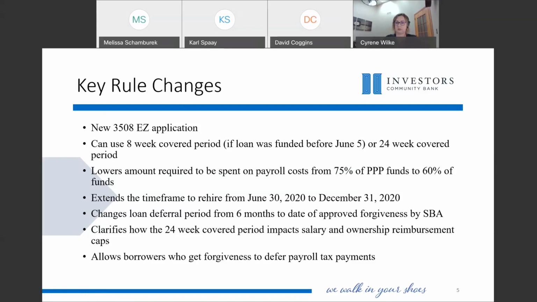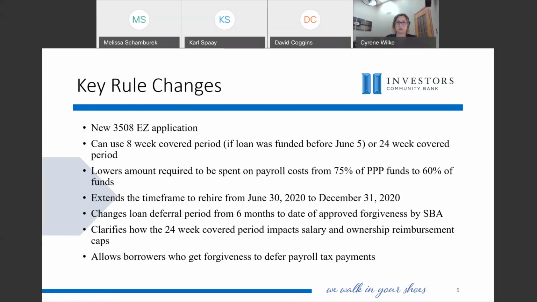There was also a deadline in the initial act of June 30th, by which time you had to rehire any furloughed employees to get your headcount back up to what it was before you had those furloughs. And it changed that date from June 30th to December 31, or the end of your covered period, whichever comes first.